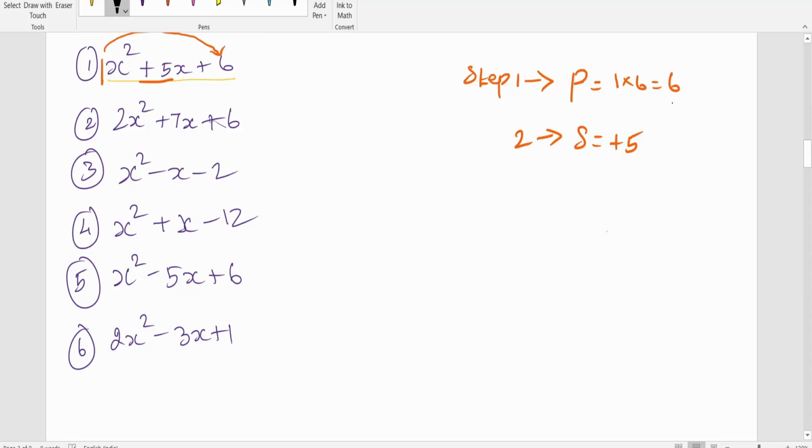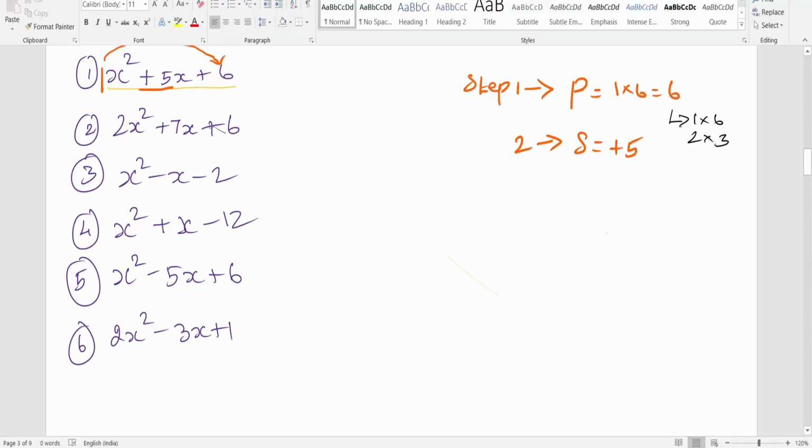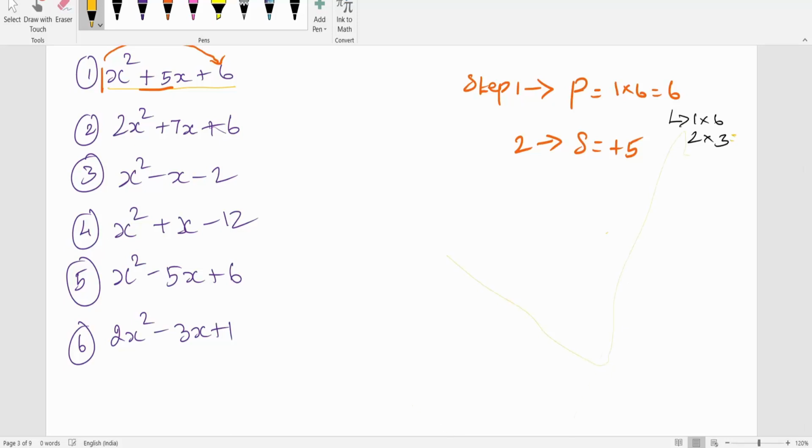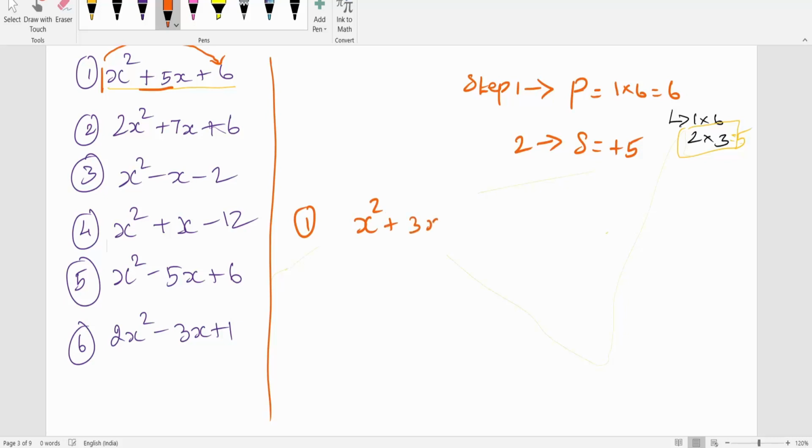So finding the factors of 6, I have 1 into 6, 2 into 3. That's it. So if I add 1 plus 6, I'll not get 5. Adding 2 plus 3, that will give me 5. So 2 and 3 should be my factors because 2 into 3 is 6 and 2 plus 3 is 5. So I'll split the middle term and write it. For example, what I'll have here is x square plus 3x plus 2x.